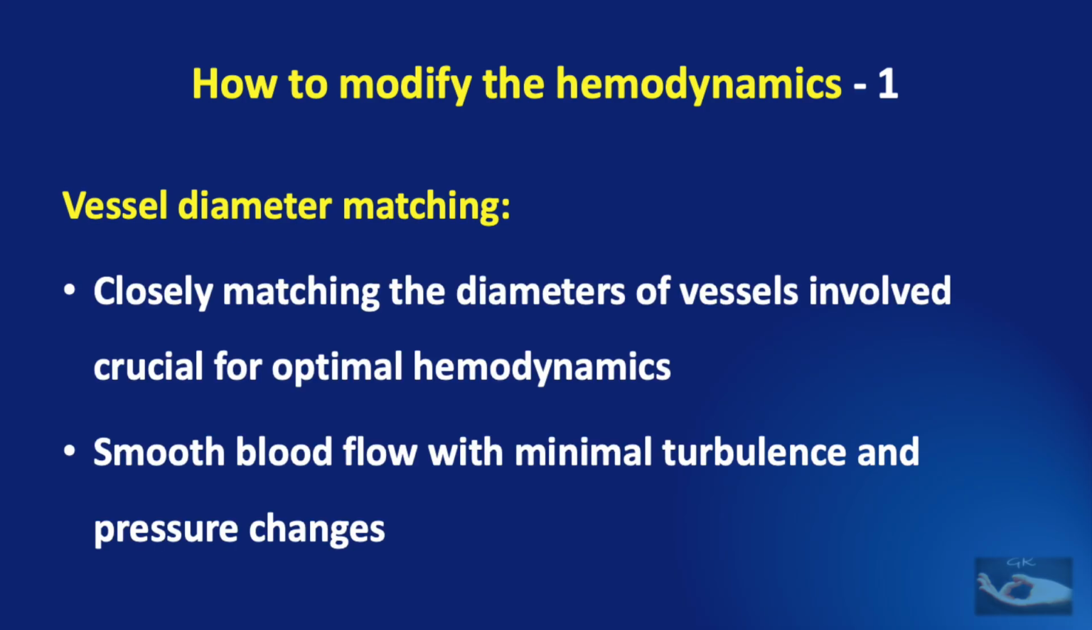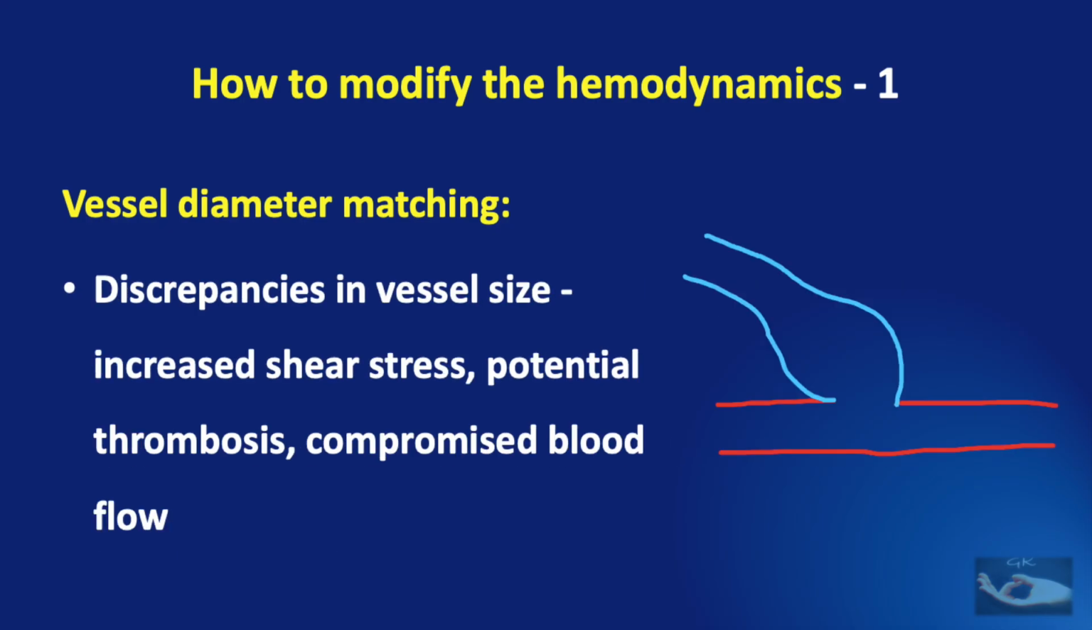Closely matching the diameters of the vessels involved, that is between the vein and the artery, is very crucial for optimal hemodynamics. This will ensure a smooth blood flow with minimal turbulence and pressure changes. If there are discrepancies in vessel size, there is increased shear stress, potential thrombosis, and compromised blood flow.